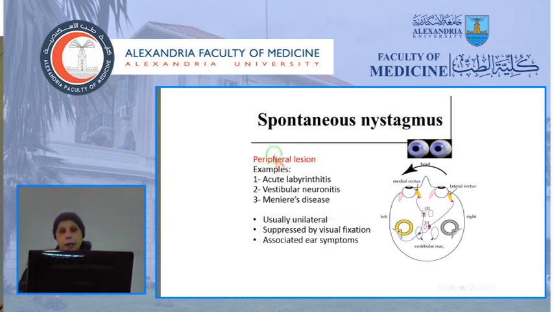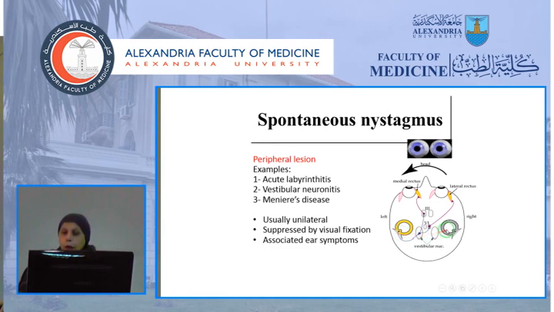Here is spontaneous nystagmus. It may occur from a peripheral lesion. You see the eyes again having a fast and a slow component. What causes this situation? This situation is caused when we have one labyrinth versus the other labyrinth. There is asymmetry in the resting discharge.